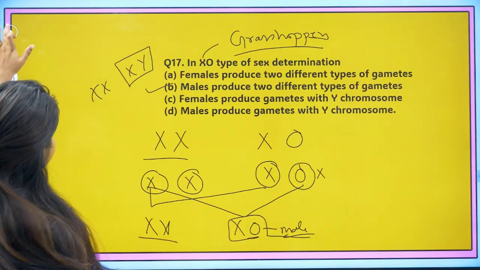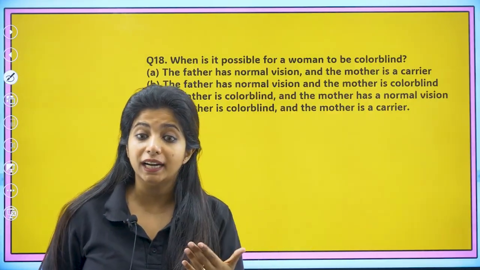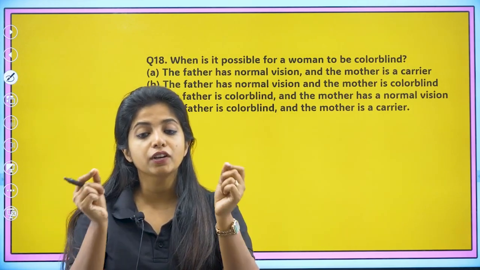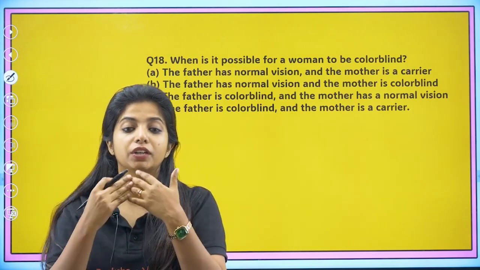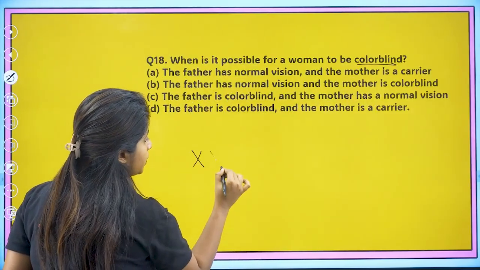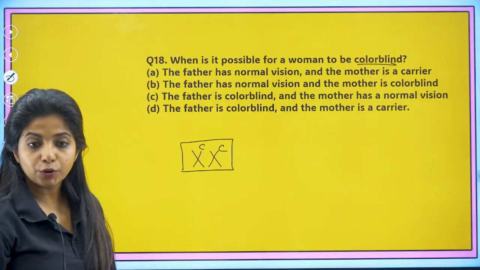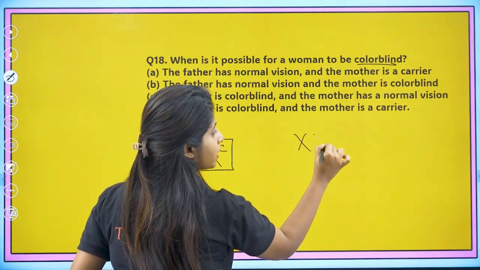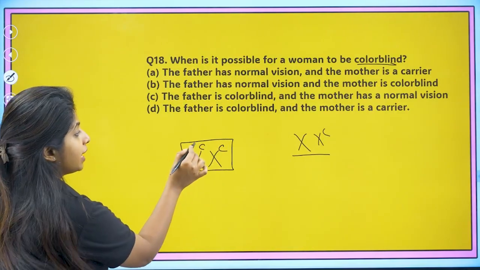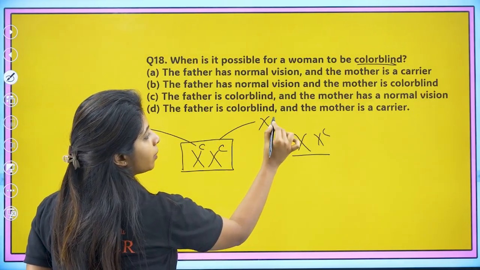Okay? Cool. Now, when is it possible for a woman to be color blind? Color blindness is a recessive disorder. That means you should be having two alleles which are affected, then only this particular disease would come in. So if a woman needs to have color blindness, my dear children, women are XX, so both the chromosomes should be affected for her to be colorblind. If only one is affected, she is going to be a carrier. So for this condition to happen, she should get one affected X chromosome from her mother and one affected X chromosome from her father.